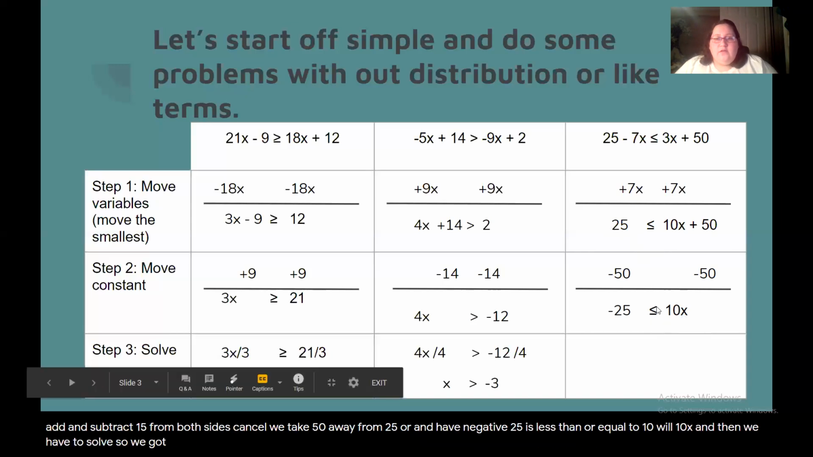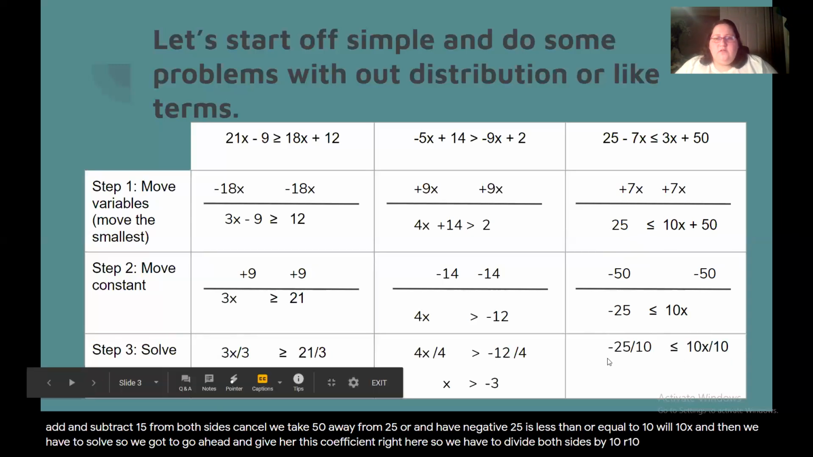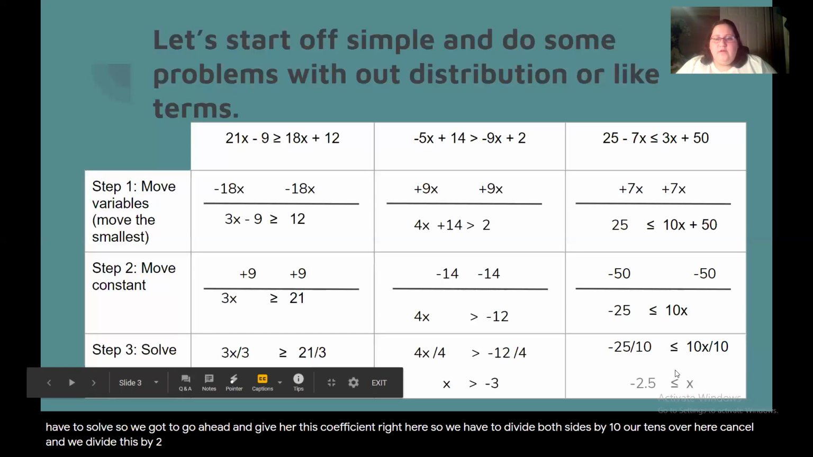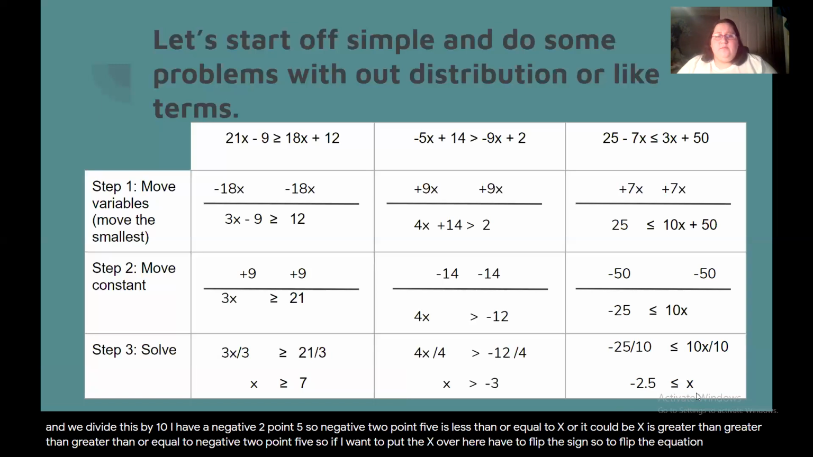So we have to go ahead and get rid of this coefficient right here, so we divide both sides by 10. Our 10s over here cancel, and we divide this by 10, we're going to have a negative 2.5. So negative 2.5 is less than or equal to x, or it could be x is greater than or equal to negative 2.5. If I want to put the x over here, I have to flip the sign. So to flip the equation, you flip the sign.